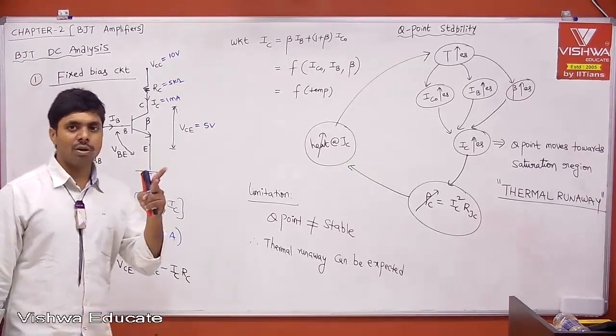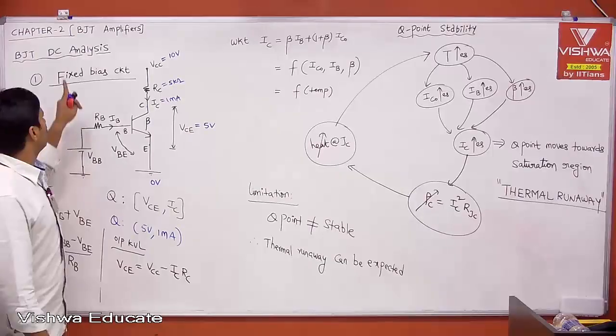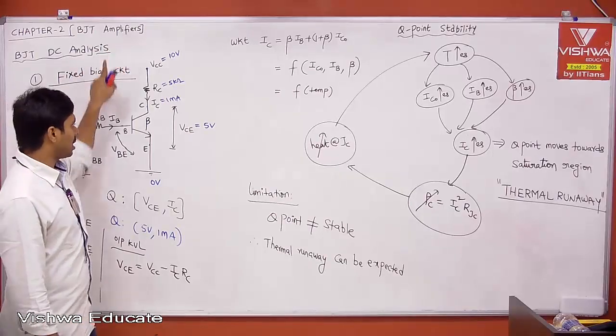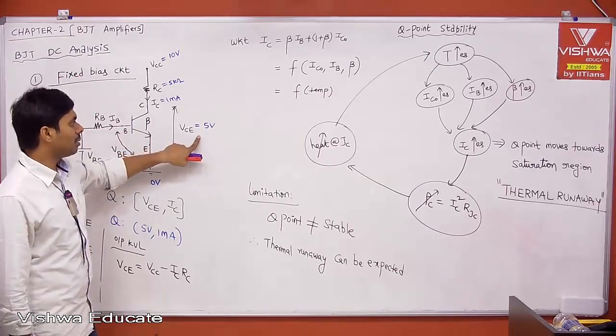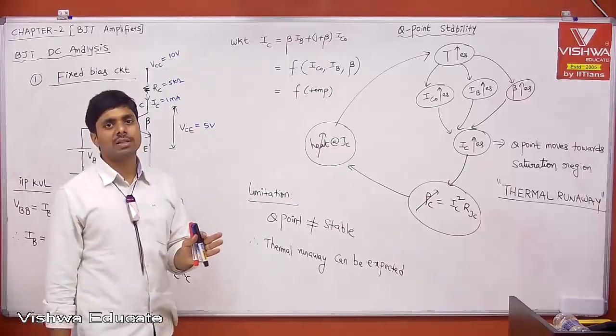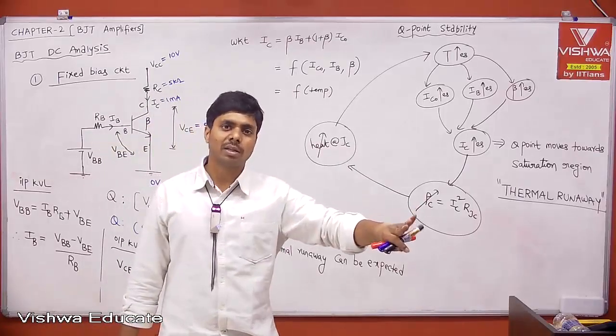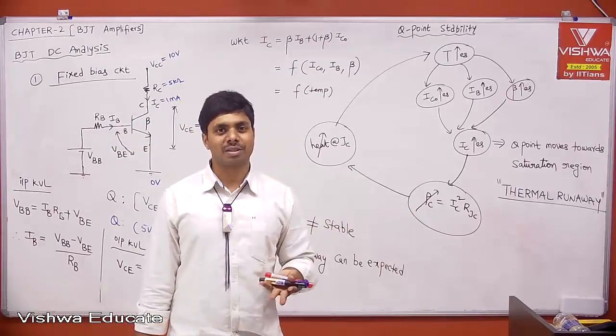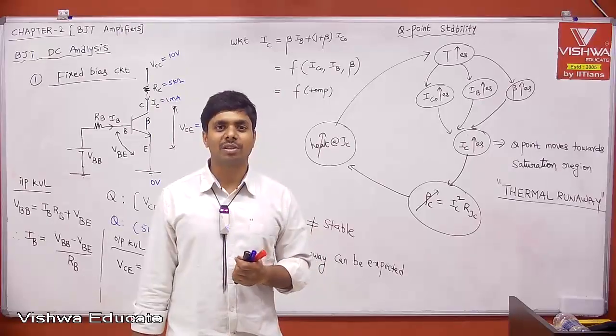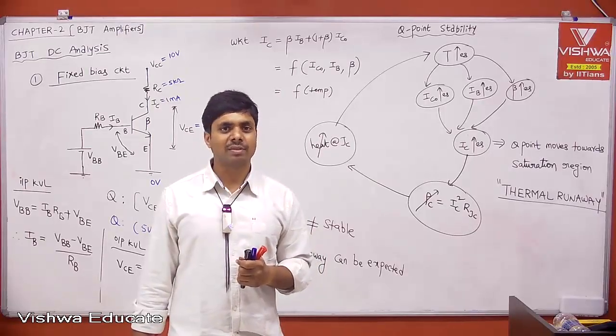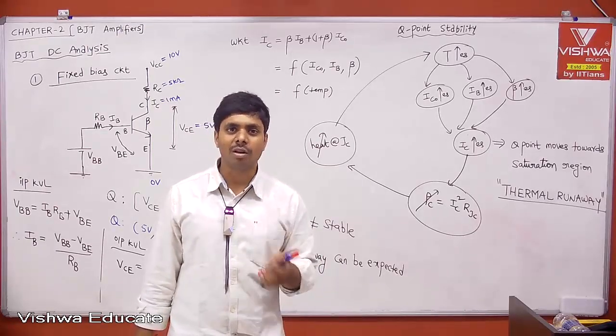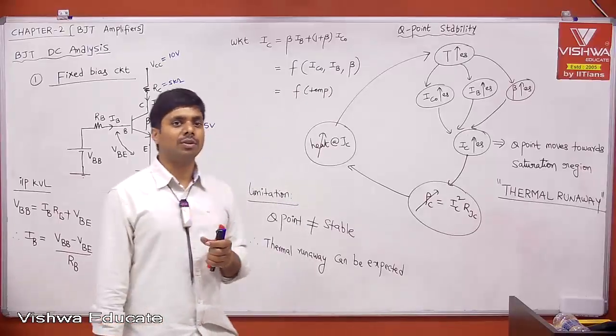Therefore, what is the limitation of the circuit? Remember, we want two things only from DC analysis. Number one, we need to keep the transistor in the active region. Yes, I am able to keep the transistor in the active region, but Q point is not stable. If you release it into the market, the Q point is not stable because of temperature. Nobody will agree to that. It is not acceptable. We want Q point stability due to temperature.